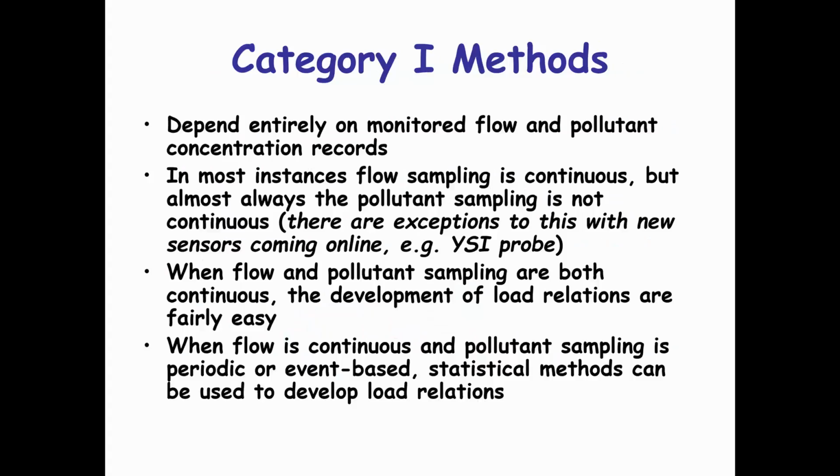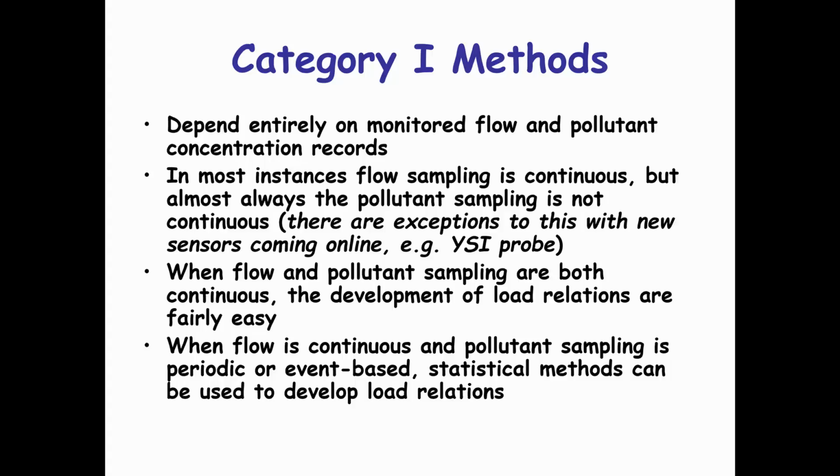So let's look here at Category 1 methods. These methods, as I mentioned, do depend entirely on monitored flow and pollutant concentration records. In most instances, the flow sampling is continuous, but almost always the pollutant sampling is not continuous. And of course, now with the new types of sensors that are out there, like a YSI probe as an example, it is possible to continuously sample or to measure concentrations of certain pollutants like nitrate as an example.